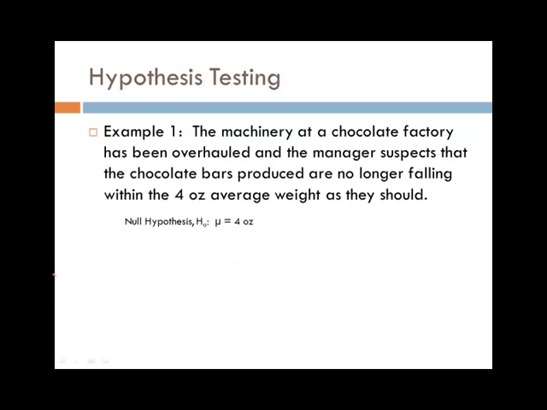So, example, the machinery at a chocolate factory has been overhauled. The manager suspects that the chocolate bars produced are no longer falling within the 4-ounce average weight. Of course, the word average should indicate that we're talking about a mean, a population mean, so mu in this case. So the null hypothesis here is that the average is equal to 4 ounces. Well, then the alternative hypothesis indicates that the mean is not equal to 4 ounces.